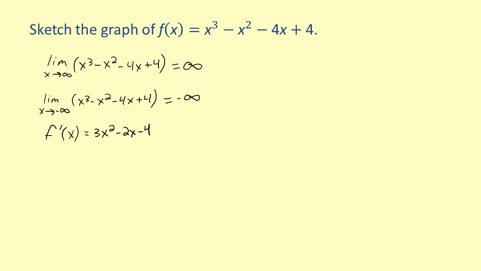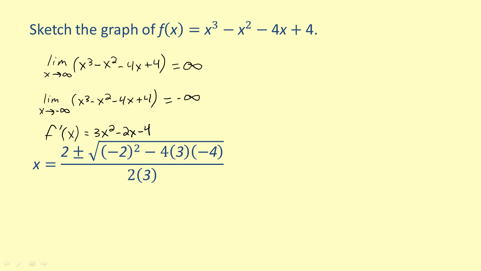Substituting for a, b, and c, we get x equals 2 plus or minus the square root of negative 2 squared minus 4 times 3 times negative 4 all over 2 times 3. After simplifying the equation, we find that x is equal to 1 plus or minus the square root of 13 all over 3. Approximating, we get x is approximately equal to negative 0.87 and 1.54. So, we divide the domain into 3 intervals using the critical points. By finding the sign of f prime on each of these intervals, we can determine where f is increasing and where it is decreasing.